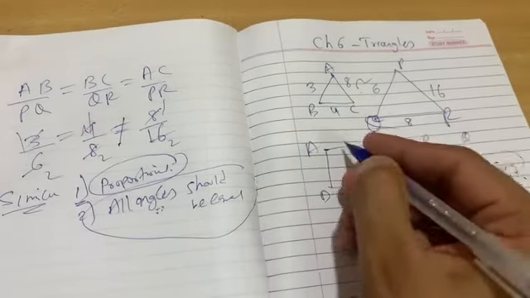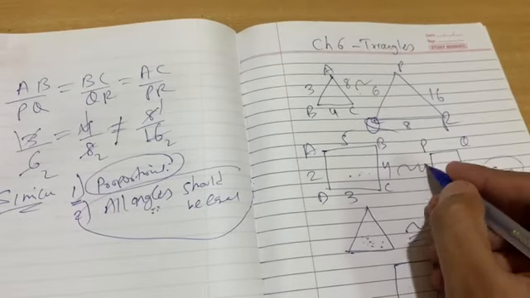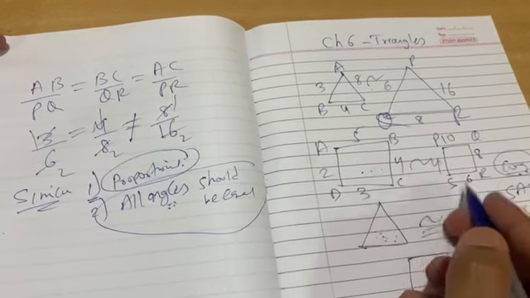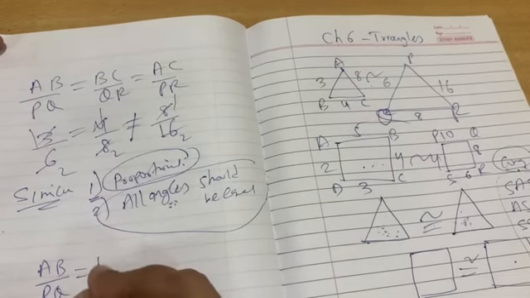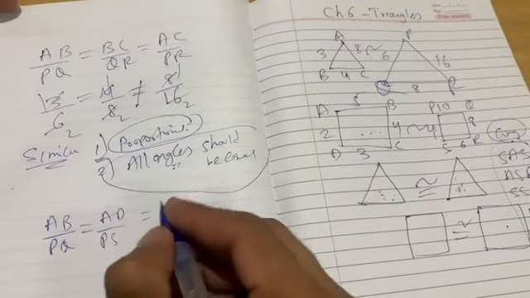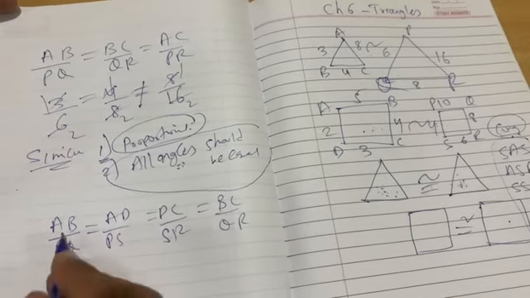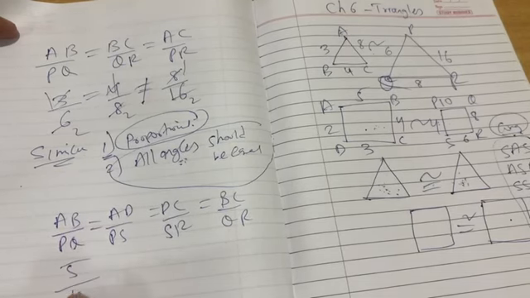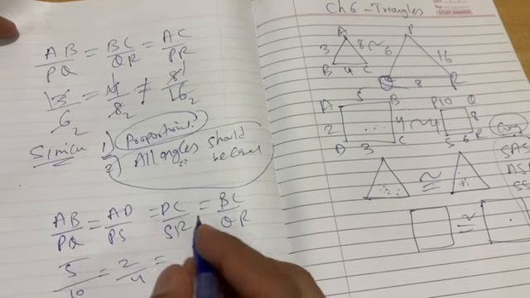For example, in this case, if I take 2, 3, 4, 5, and here I take 4, 6, 8 and 10, if you observe, the figure is again similar, because here AB upon PQ is equal to AD upon PS is equal to DC upon SR equal to BC upon QR. And all the answers are again 1/2, because AB is what? 5/10. AD is what? 2/4. DC is what?